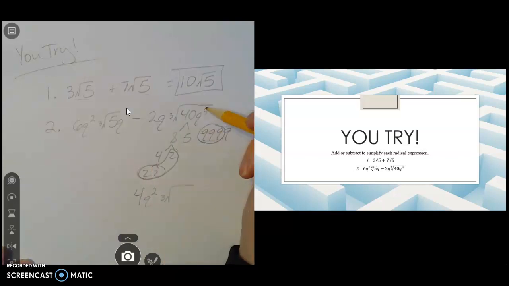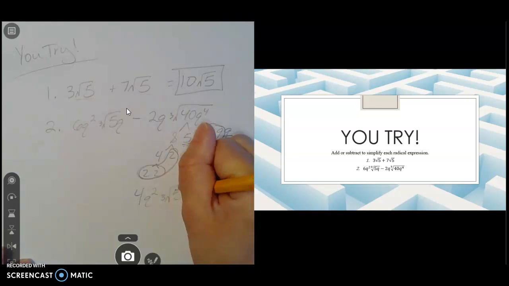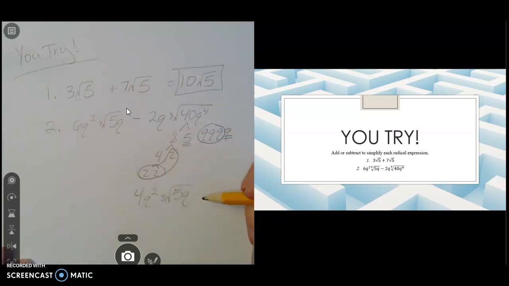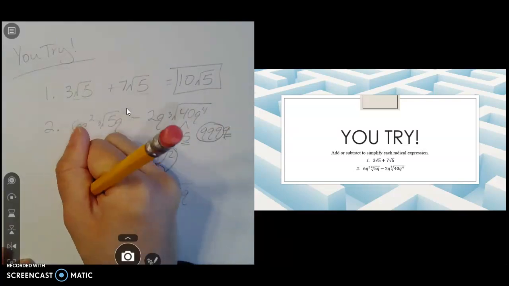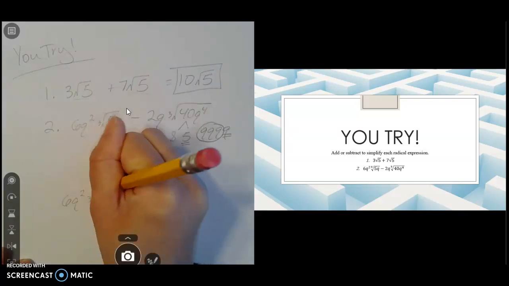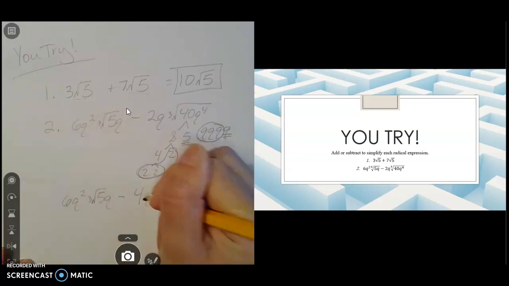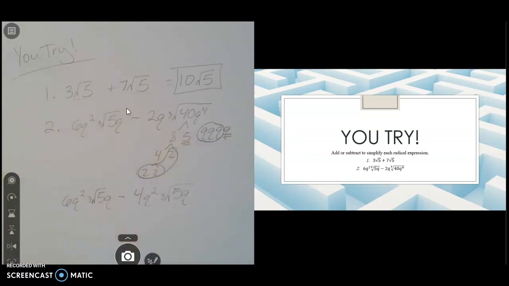And the things that are inside the radical are the things that didn't get put into groups, so this 5 and that q would be put into the radical. They didn't have a group to go into. So there's the simplified version of the second radical. First one stayed the same, so we're just going to rewrite it. 6q squared, cube root of 5q, and there's subtraction between the two, okay?